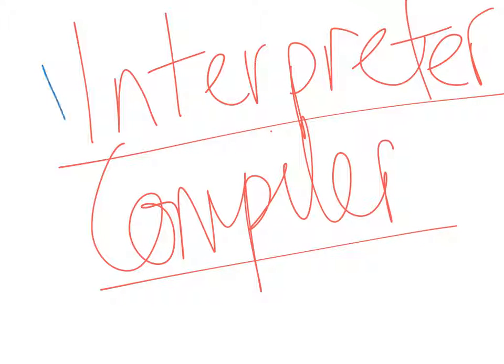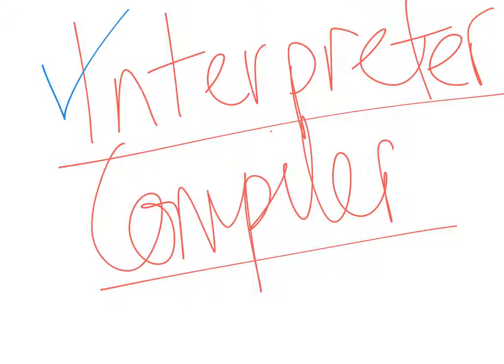So interpreter, best for debugging because it translates and executes one line of code at a time. Now if the line executes with no problems, it continues on to the next line and so on and so forth until it gets to the last line. No errors, the program will execute and run fine.